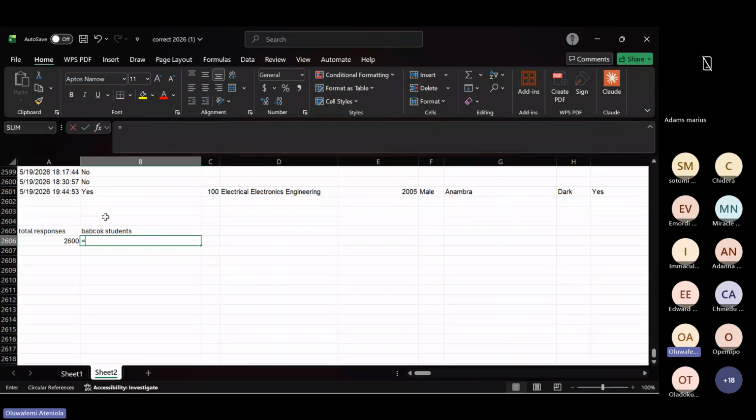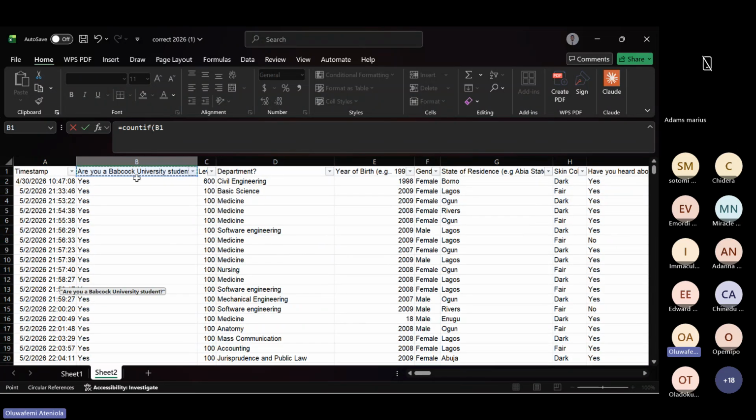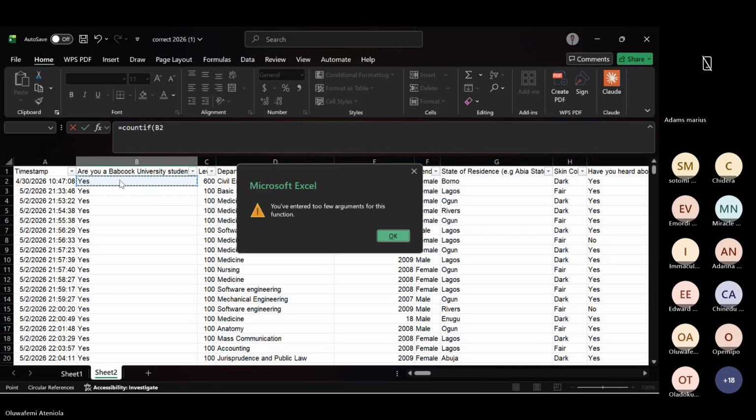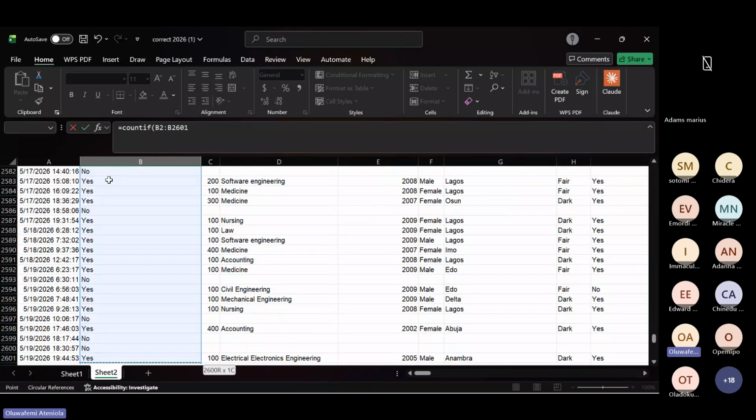So it's going to be equal to COUNTIF, we open the parentheses, and then we give it our range. So this is Control Shift up again, which takes me to the top, and then Control Shift down. So we select our range.